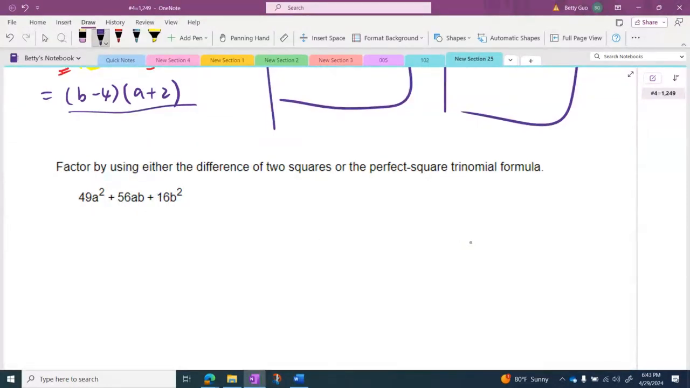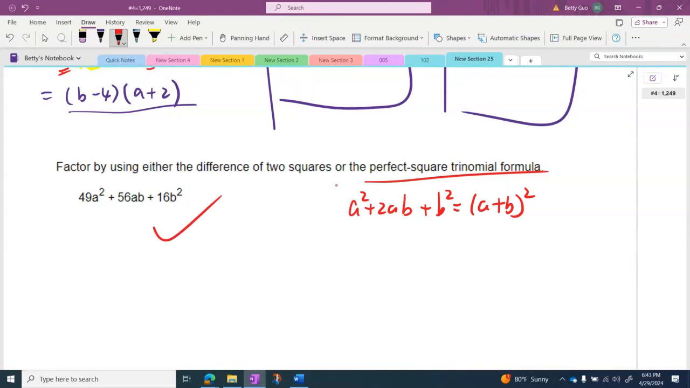Factor by using either the difference of two squares or the perfect square trinomial formula. So this must be the perfect square trinomial formula, because the polynomial is a trinomial. We have two formulas. a squared plus 2ab plus b squared equals a plus b to the power 2 is this one. The reason is because the middle term is positive. Even though this trinomial involves two variables, since it is a perfect square trinomial, using a formula to factor it is a lot more convenient.